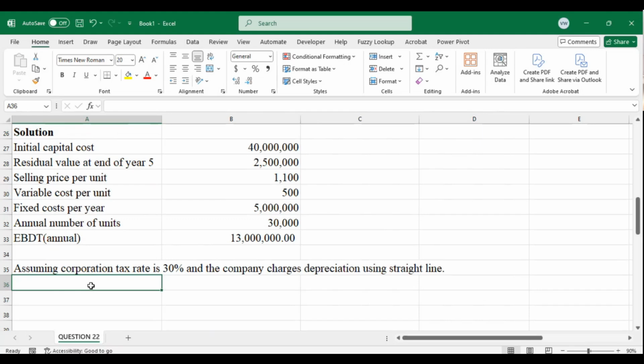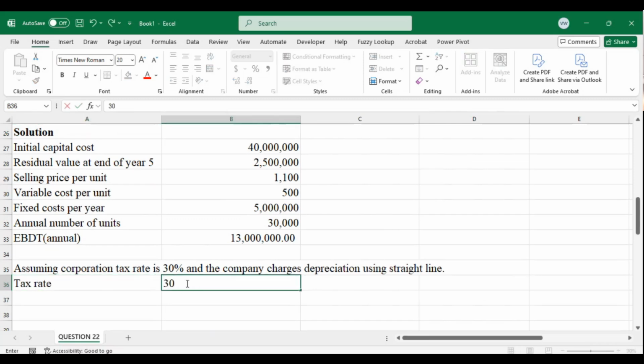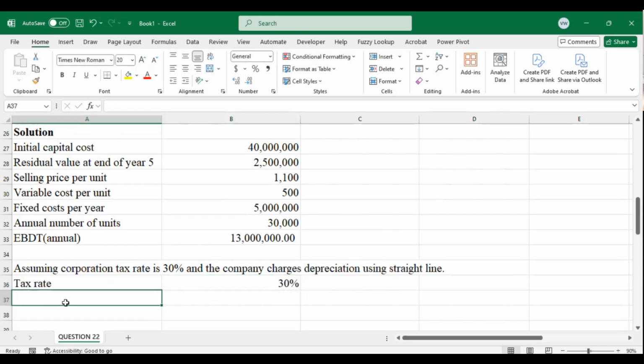Now that we've made this assumption, we'll say that the corporation tax rate is 30%. You can see that I'm presenting the tax rate as text and the 30% as a numeric value. That is very important. Now I need to introduce the capital allowance, and this capital allowance is what I'm calling the DTS.